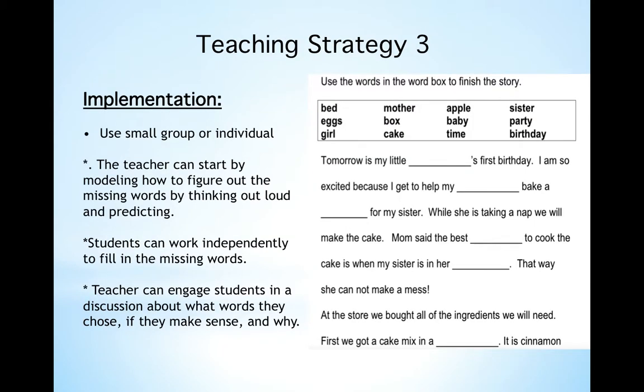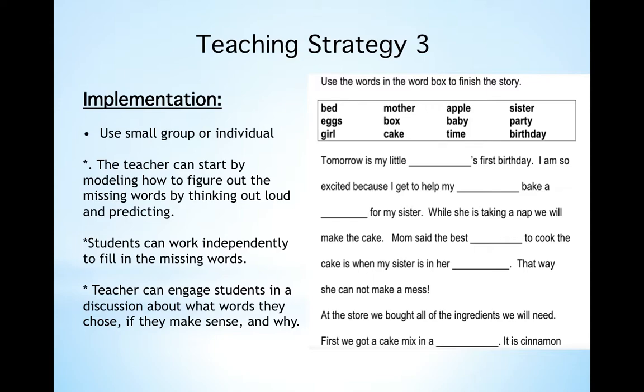So this activity can be implemented in a few different ways. One of the best ways to do it is in small groups or even individually. So the teacher can start by just modeling how to figure out the missing words by thinking out loud for students so that they are able to do it on their own. So you might start by saying, if you're looking at this example on the right, tomorrow is my little bed's first birthday, or tomorrow is my little egg's first birthday, and kind of realizing, oh, that doesn't make sense, let me try the next word. So just modeling that thinking for them.